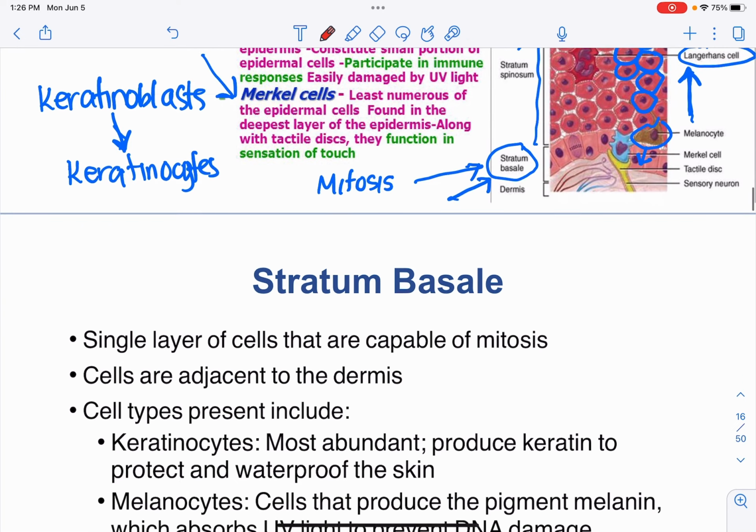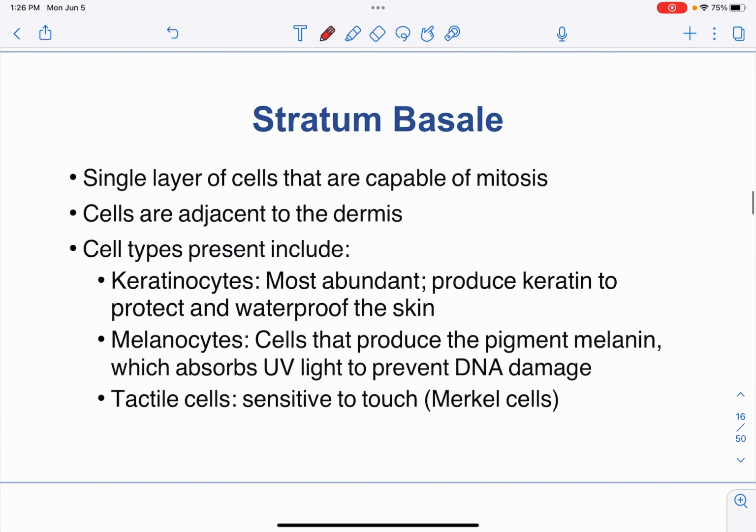As I mentioned, I have most of this written out for you. Each slide talks about each of the layers. The stratum basale is the single layer that is the deepest, and they are capable of mitosis. They are adjacent to the dermis, sitting on top of the dermis. The cell types you can find in the stratum basale include the keratinocytes, the keratinoblasts, the melanocytes, and then the Merkel cells, which are also called tactile cells.